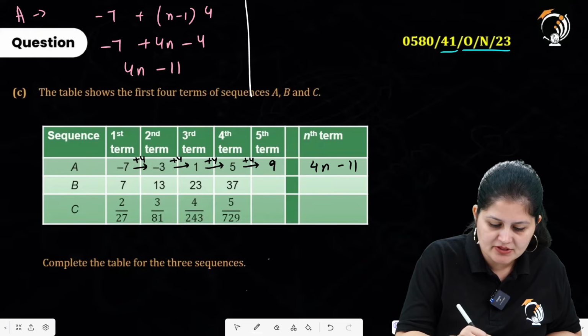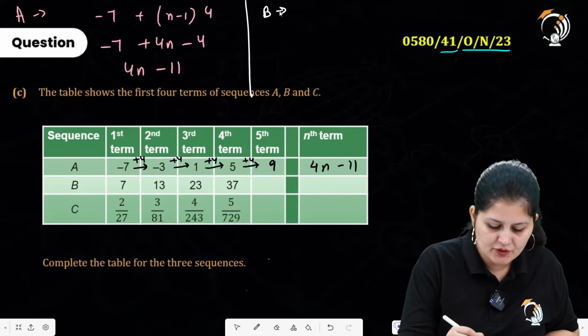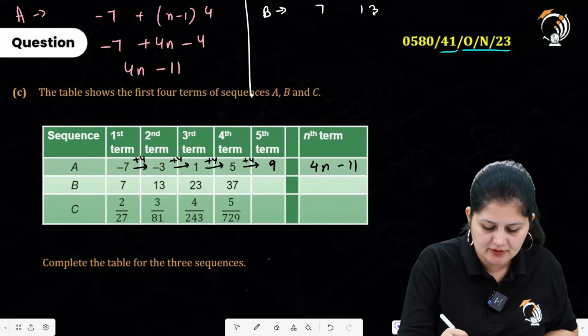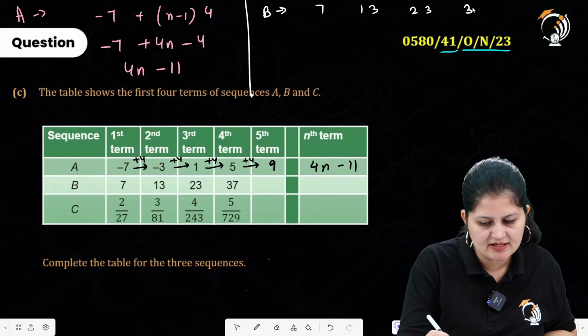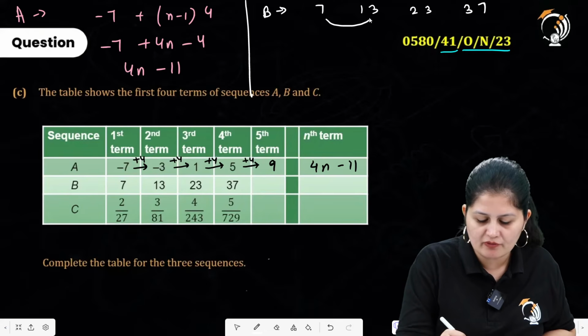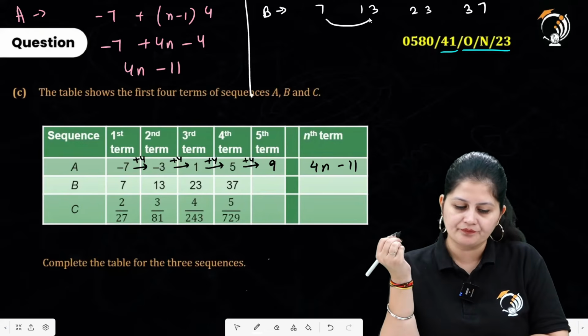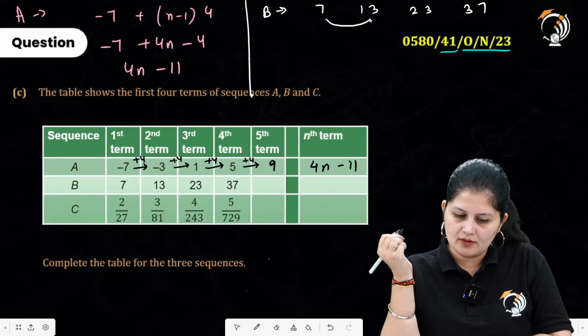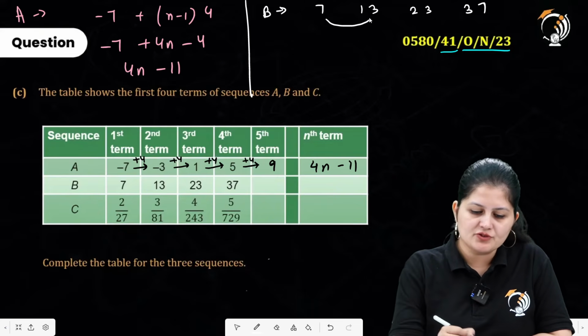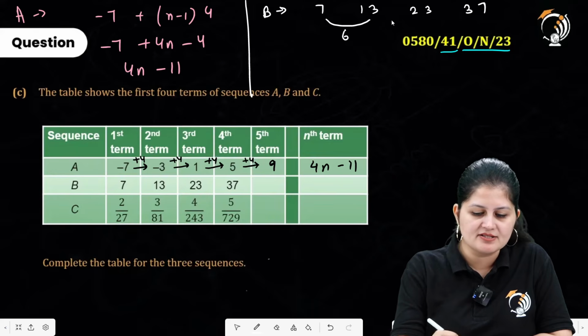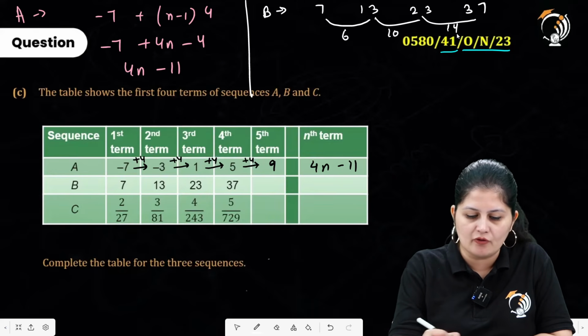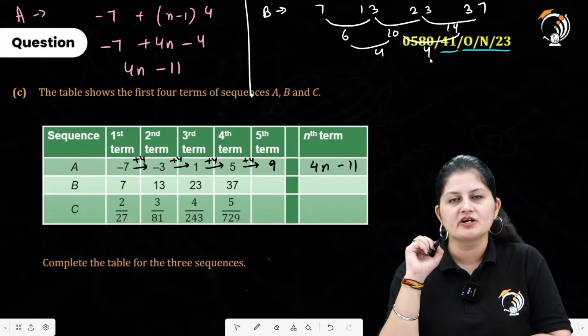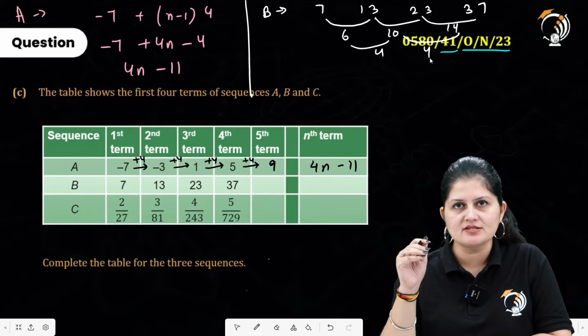I'm just writing the B sequence. It says 7, 13, 23, 37, right? If I talk about the common difference here, 13 minus 7 is 6. Here it is 10. Here it is coming out to be 14. So the second difference is 4, then again it is a 4, right? So what we can observe here is that it is a quadratic sequence, correct?